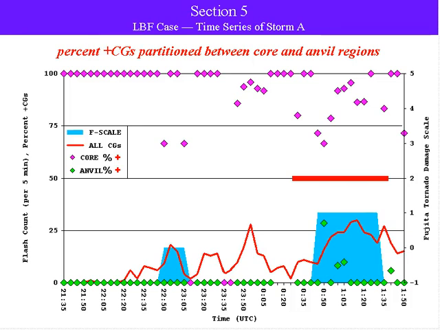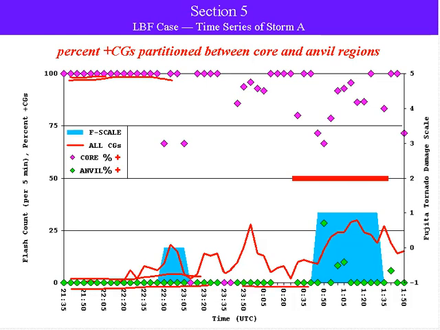The magenta-colored diamonds here represent the percentage of positive strikes within the core during these various times, and you can see that throughout most of the lifetime of the storm, nearly 100% or 100% of the strikes in the core are positive, and none of the strikes in the anvil are positive. In other words, all the strikes in the anvil are negative. So we have basically a reverse charge structure here, and that continues throughout most of the lifetime of the storm.